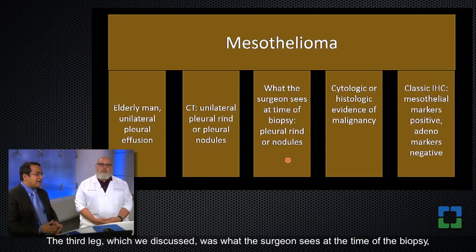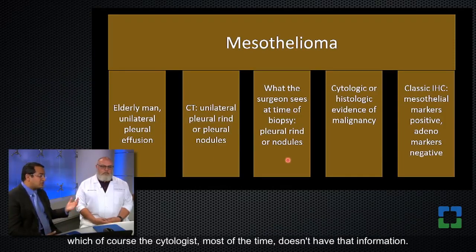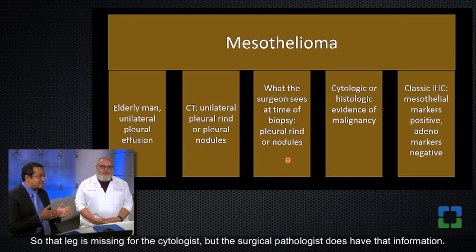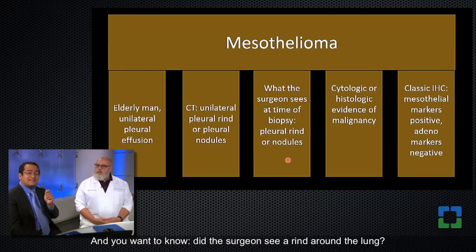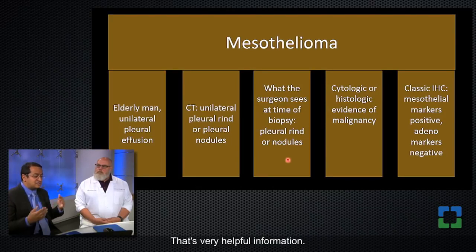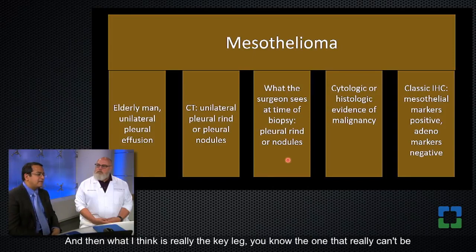The third leg which we discussed was what the surgeon sees at the time of the biopsy, which of course the cytologist most of the time doesn't have that information. So that leg is missing for the cytologist, but the surgical pathologist does have that information. And you want to know, did the surgeon see a rind around the lung? Did they see multiple pleural nodules? That's very helpful information.